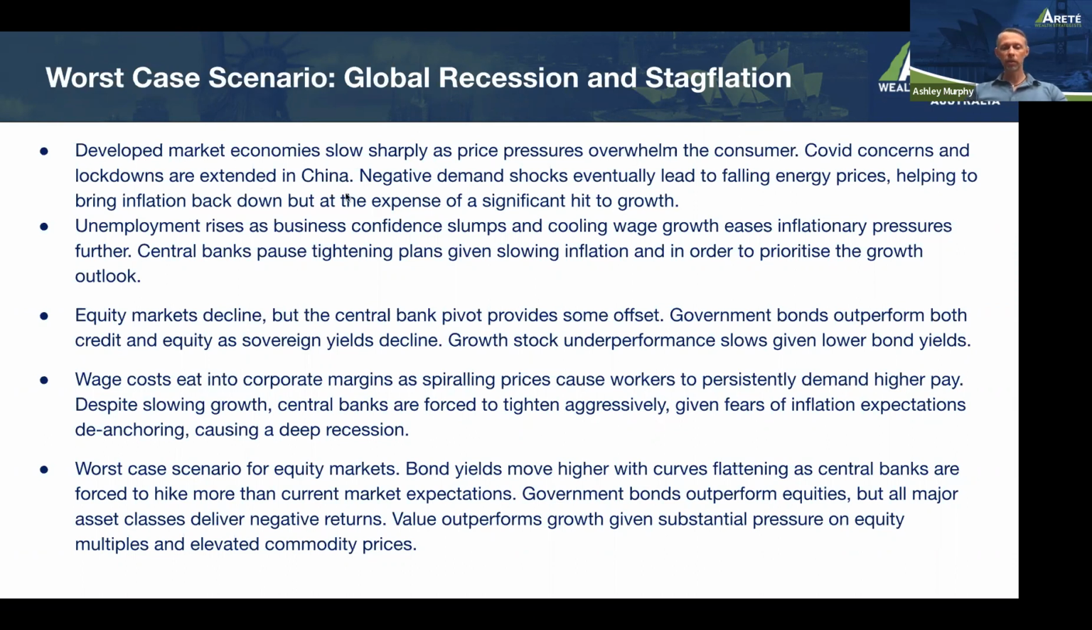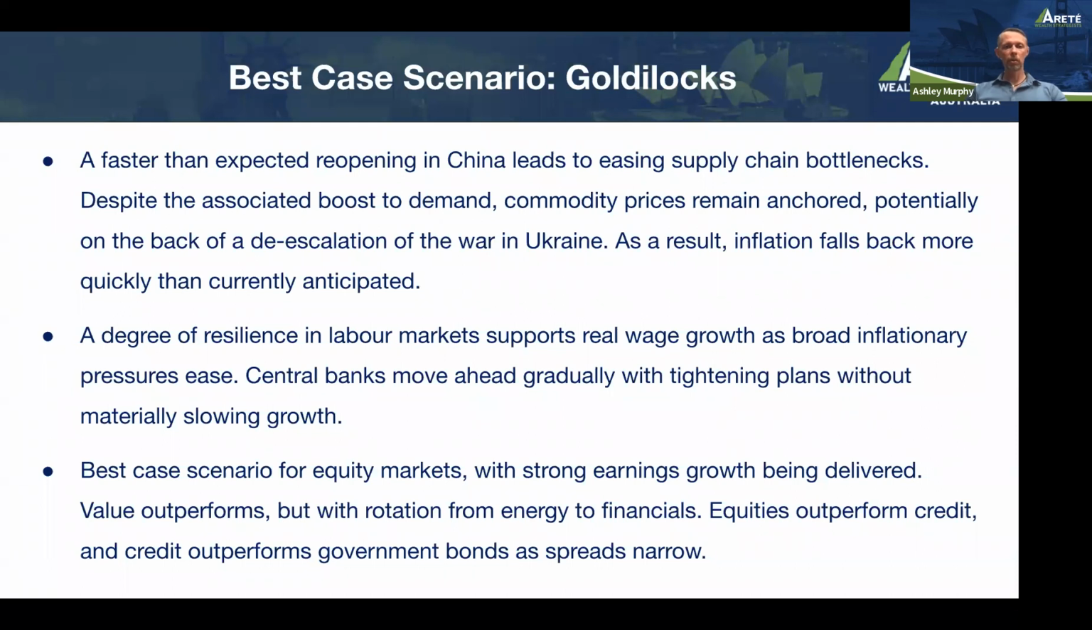COVID concerns and lockdowns are extended in this worst case scenario. They're extended in China. Basically, this is everything we don't want to see. Best case scenario, which is also very unlikely, which is why we have our base case in the middle there, is a faster than expected reopening in China. I don't know how that's going to happen, given I don't believe they're pursuing a vaccination campaign in China. I could be wrong, so maybe Ryan will produce an article to say I'm wrong about this. I think we're just going to lock everyone up whenever there's an outbreak. So we'll see how that works out for them.